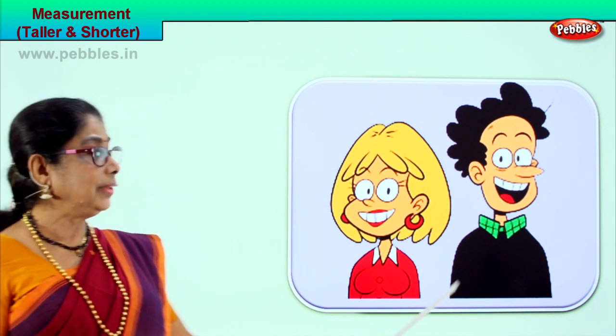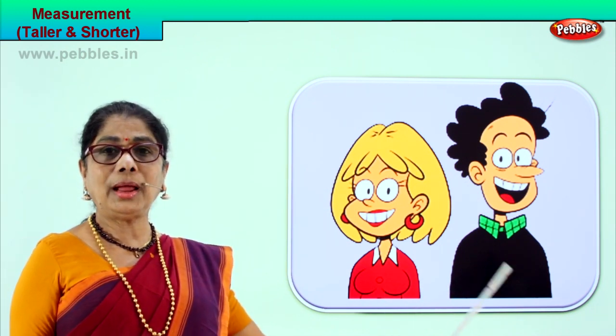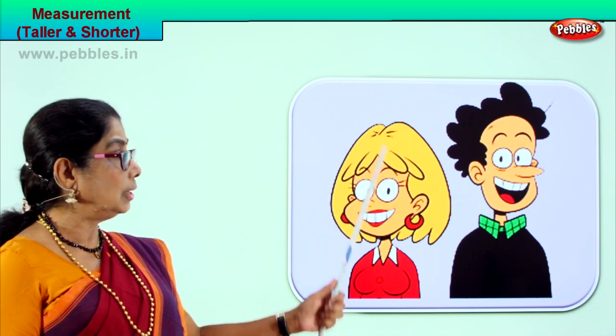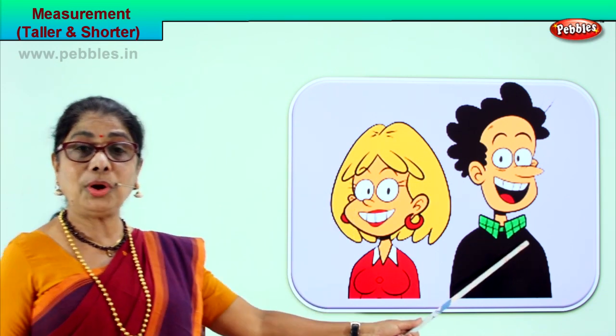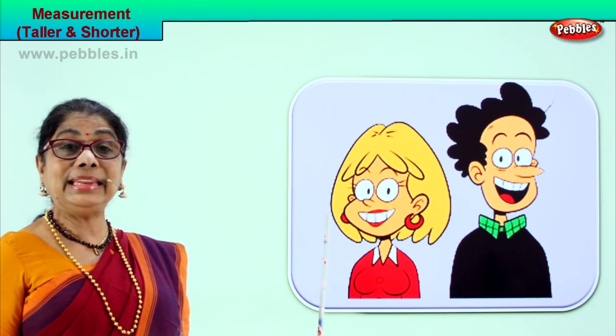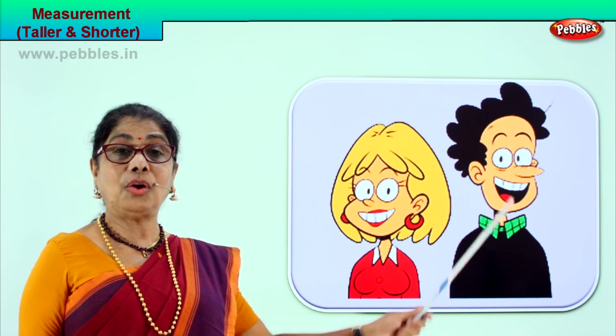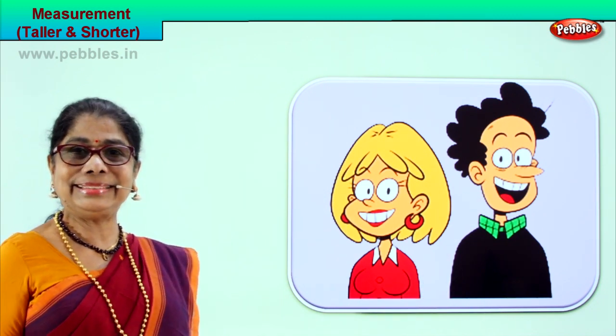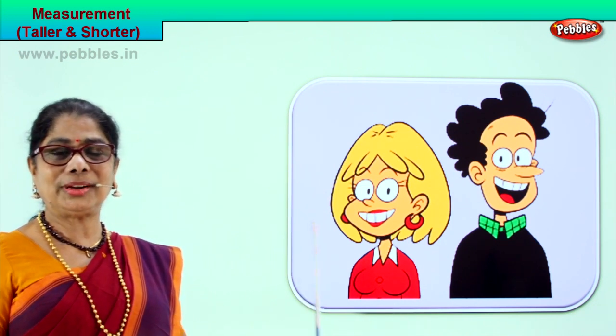Let's look at another picture and compare taller, shorter. Good. You have your dad and mom or uncle and aunt. Who is taller? Definitely the uncle is taller than the aunt. The man is taller, the lady is shorter. So we say the lady is shorter than the man. Or we say the man is taller than this lady. Taller, shorter.